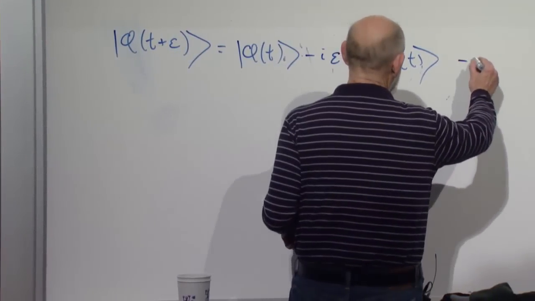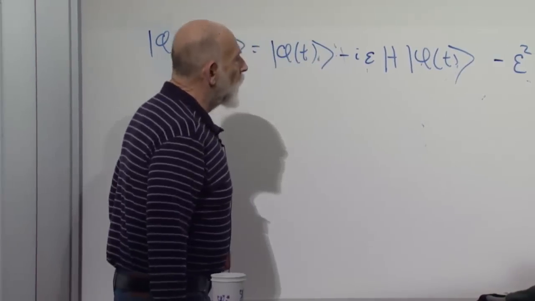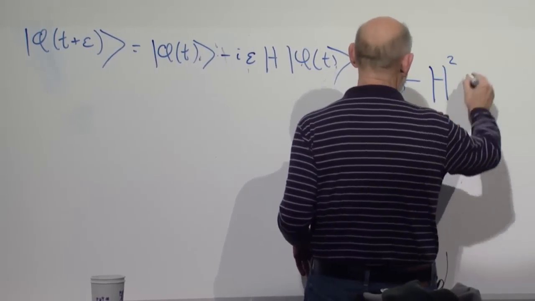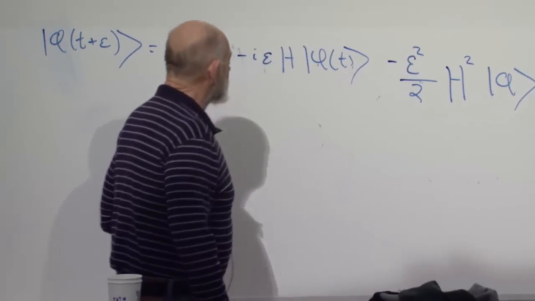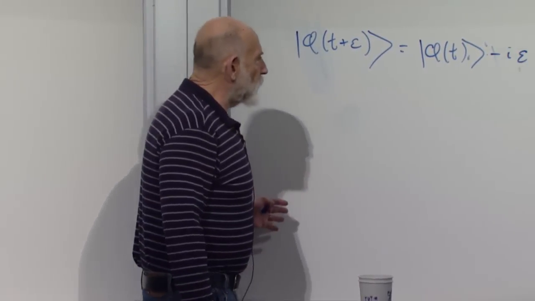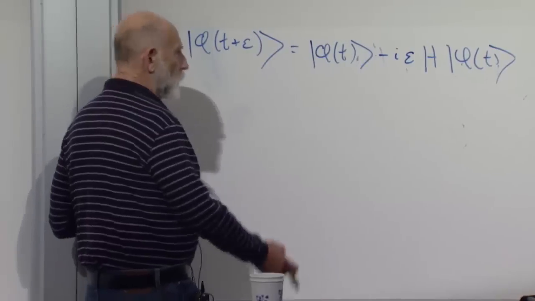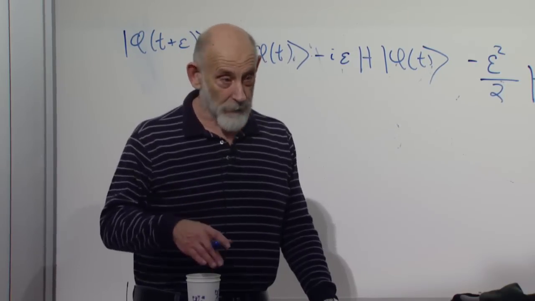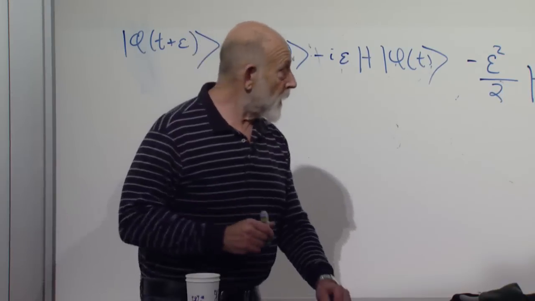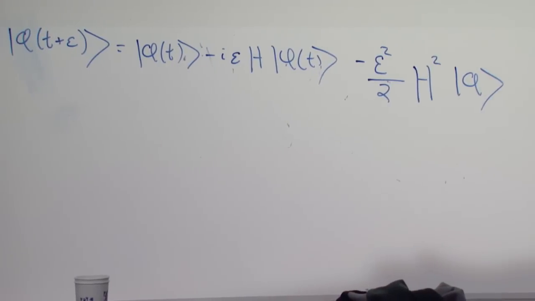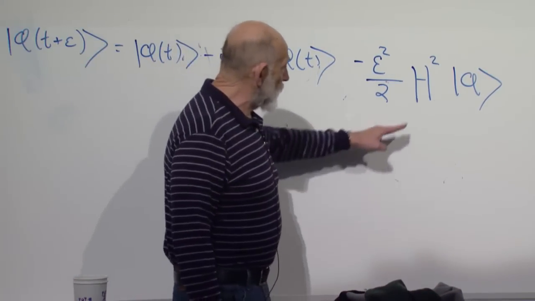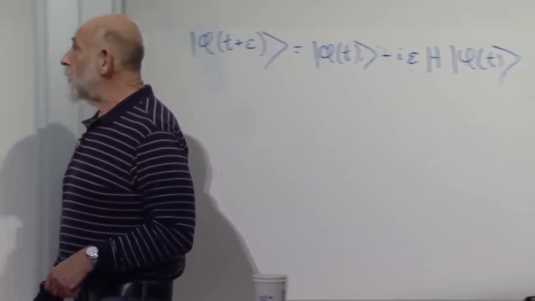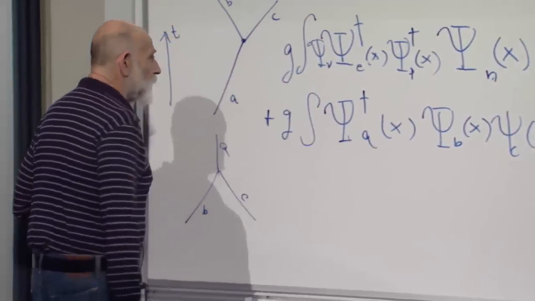It would be minus epsilon squared over 2 times h squared phi. This is just another way of saying that, well, it's the Schrodinger equation. The Schrodinger equation gives you the derivative of psi proportional to h times psi. But it can also give you the second derivative of psi, and that's proportional to h squared times psi. So this is what you would learn if you went to the next order in small quantities, that in the next order in small quantities, there's a change in the state from one instant to another, which is proportional to h squared times psi.